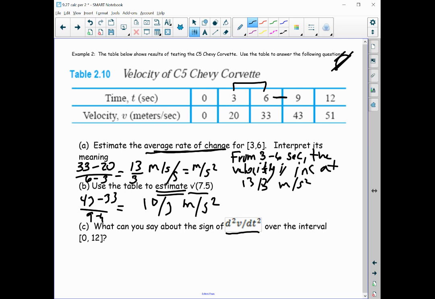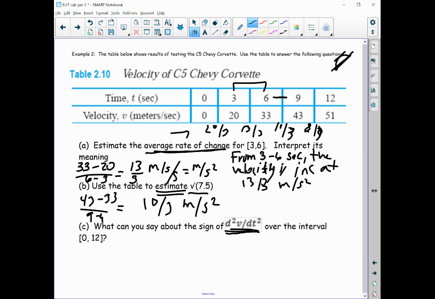So if I look at the slopes of these points, we go from 20 over 3 to 13 over 3 to 10 over 3 to 8 over 3. Oh, I just did that backwards. If I look at the slopes, the second derivative describes how the slopes are changing. So if I go from 20 thirds to 13 thirds to 10 thirds to 8 thirds, I can see that those slopes are getting smaller.